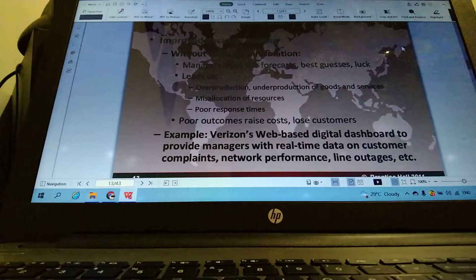Next, in improving decision making, without accurate information, managers or senior managers will find it very difficult to make decisions. We have specifically discussed this in detail in another chapter under the decision support system. Managers must use forecasts, best guesses, or luck. But with IT systems, such as the decision support system or expert system, it helps the management team make correct, better forecasts. No more depending on luck.